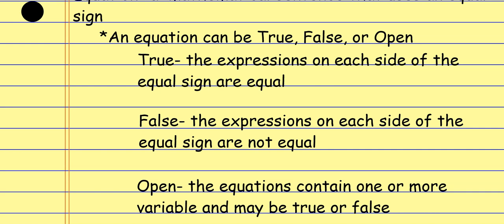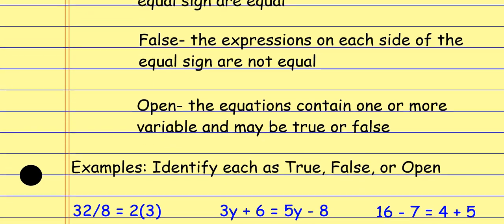And what we'll end up doing at some point here is we'll replace the variables with numbers to see if they're true or false. So we'll convert an open equation to a true or a false equation. And that's very similar to what we did with expressions. Remember, we had algebraic and numeric expressions, but with the algebraic expressions we would substitute in for the variables to then convert it to a numeric expression that we can simplify. The same kind of thing is going to happen here, okay?